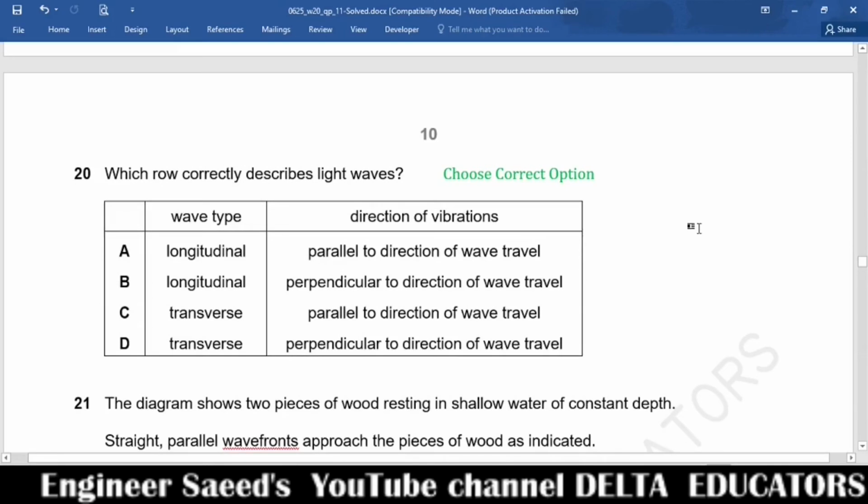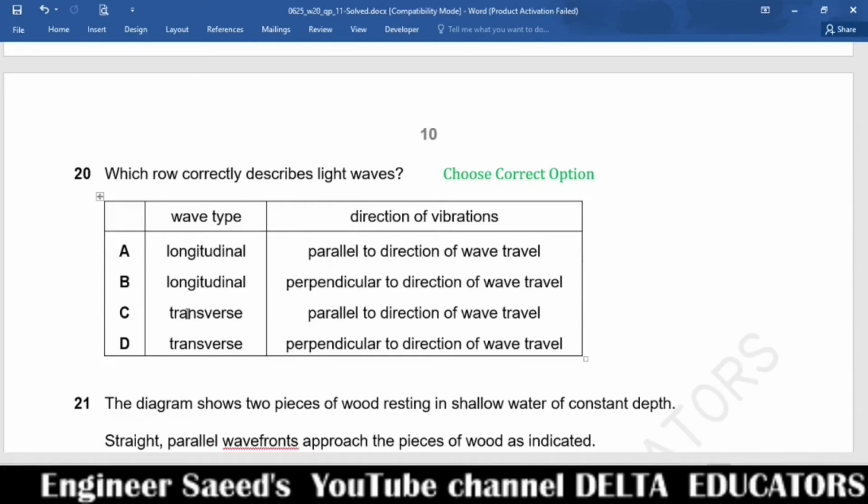Question number 20. Which row correctly describes light waves? Here we have two columns. In the first column it is given wave type. In the second column it is given direction of vibration. First thing, light waves or electromagnetic waves are transverse waves. Now transverse wave is given in C and D. So possible options are C and D.